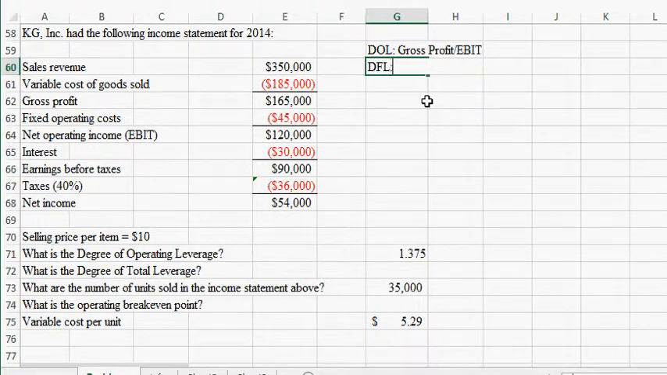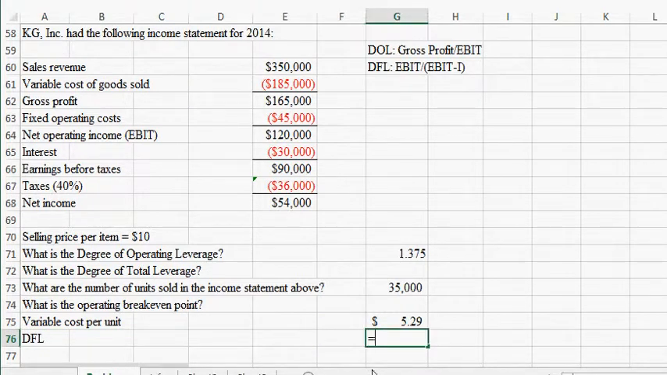Our degree of total leverage, we could calculate in a couple of different ways, but the easiest way is to find the DFL, the degree of financial leverage, and then from that you can take the DOL times the DFL to get the degree of total leverage. So EBIT divided by EBIT minus the total interest gets us the DFL. So we'll put it down here, the DFL.